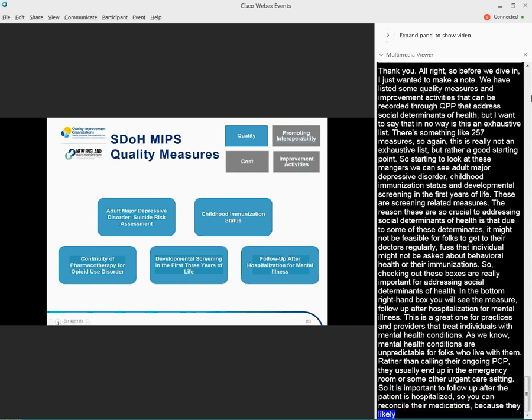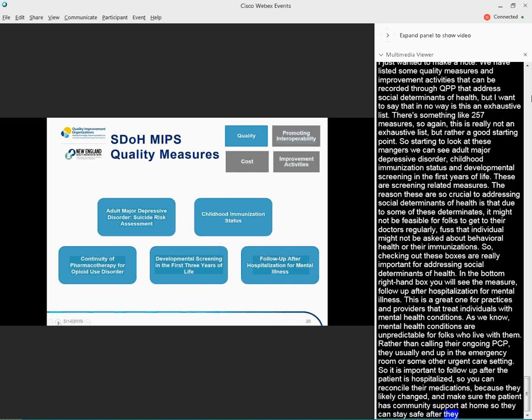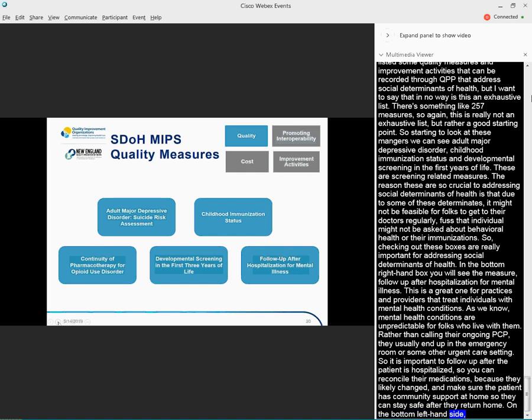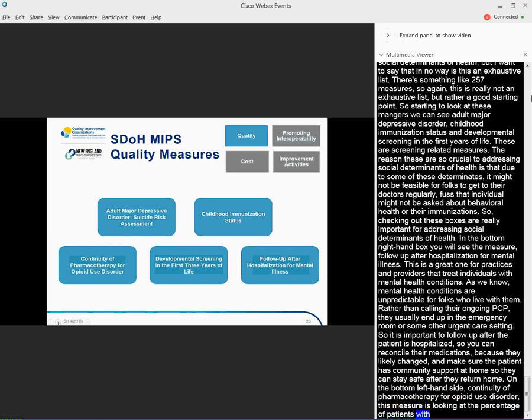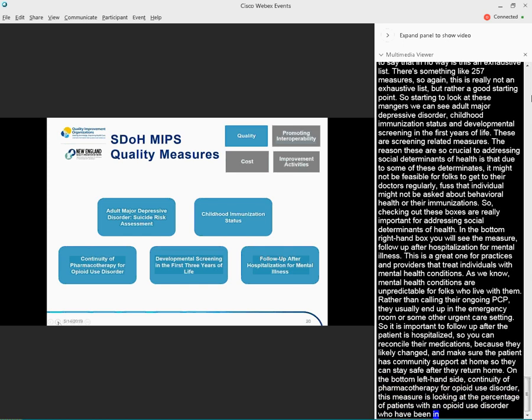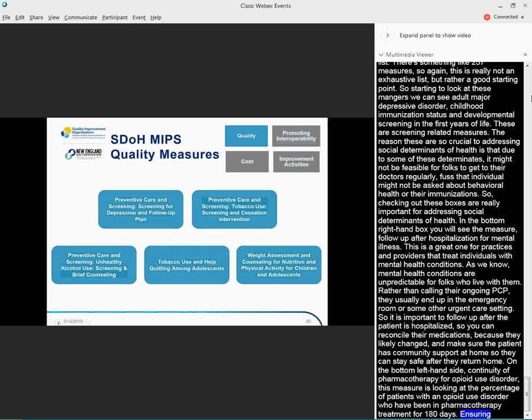On the measure on the bottom left-hand side, continuity of pharmacotherapy for opioid use disorder, this measure is looking at the percentage of patients with an opioid use disorder who have been in pharmacotherapy treatment for a minimum of 180 days. Ensuring that your patients with any substance use disorder have a variety of treatment options is crucial to providing holistic care and addressing social determinants of health.